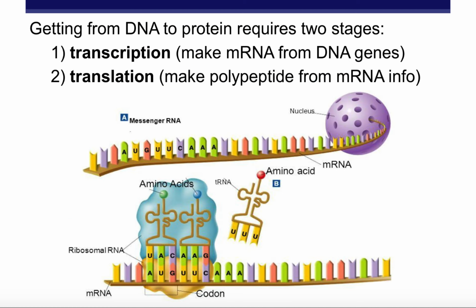All right, so getting from DNA to protein requires 2 steps. First is making that temporary copy of the gene, but in an RNA form that we can then send out to the cytoplasm to be read. And then the second step is translation, when we take that recipe mRNA that's temporary and utilize it to actually build the resulting protein.